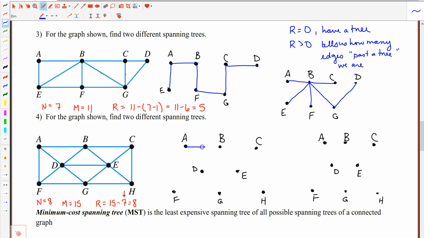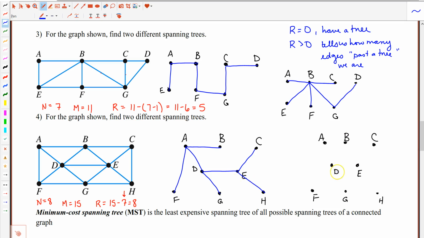So let's see here. Maybe I connect A to B, A to D, A to F. Okay, so that's utilizing these 3 right here. We'll maybe connect D to G, D to E, and maybe I'll use E to grab these other 2 guys. Alright, so let's use 1, 2, 3, 4, 5, 6, 7 edges. So here is a possible spanning tree.